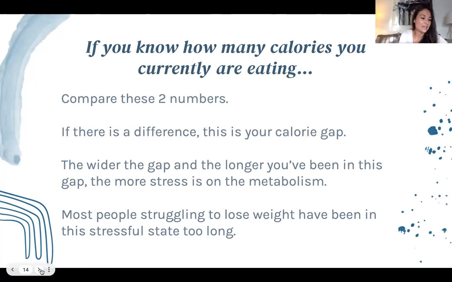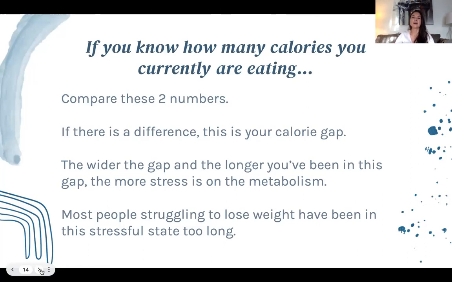And so what I can say here is, this is why some people can eat very, very low calorie and not see any progress, because they've been in this gap for way too long. The metabolism is stressed out, and so it's down regulating, right? Remember, survival is the key. It's its main objective, right?